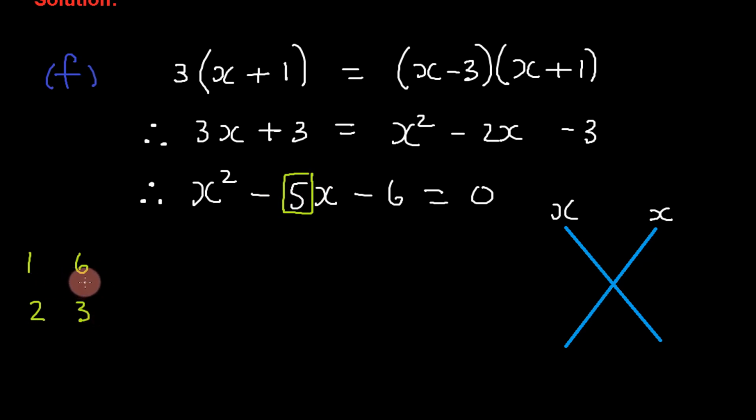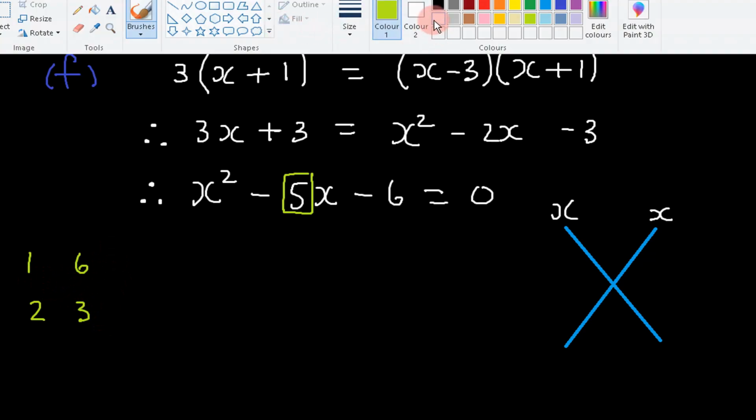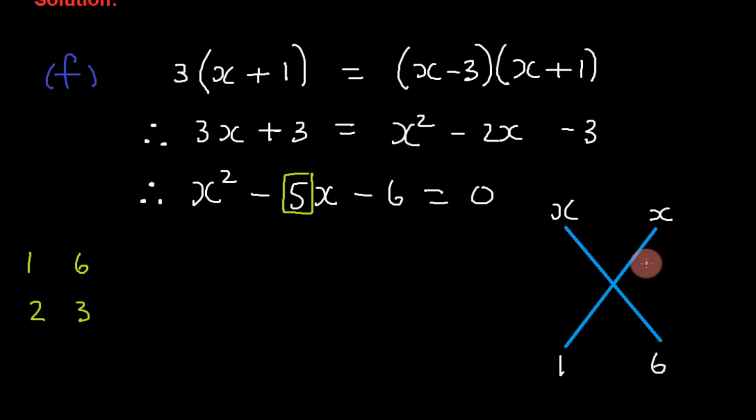Let's start by trying 1 and 6. We can cross multiply. X times 6 is 6x. X times 1 is 1x. The middle term must be negative 5x. And we can get negative 5 when 6 is negative and 1 is positive. So negative 6x plus 1x is negative 5x. 6x is negative, so we need a minus here with a 6. And 1x is positive, so we need a plus here.